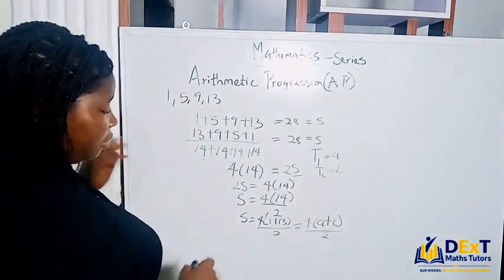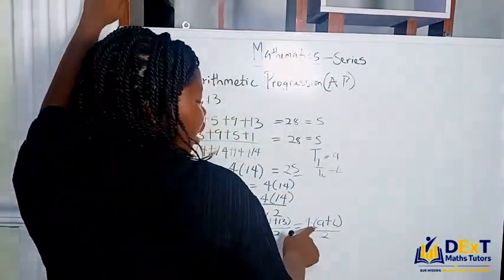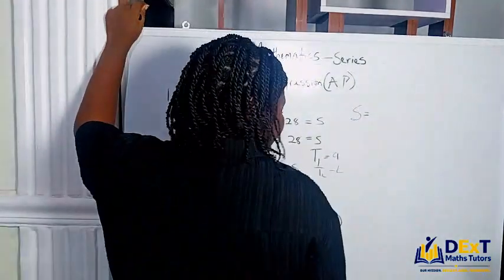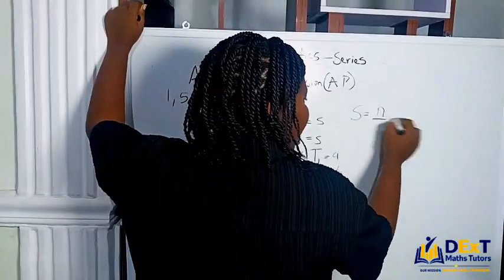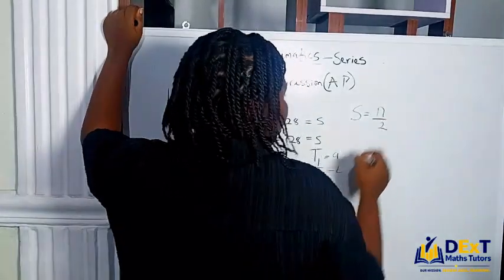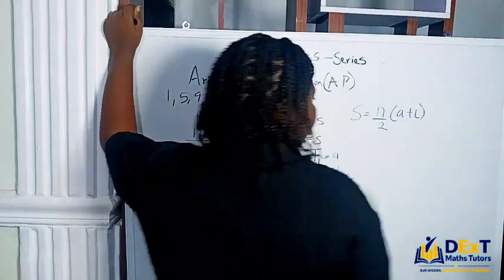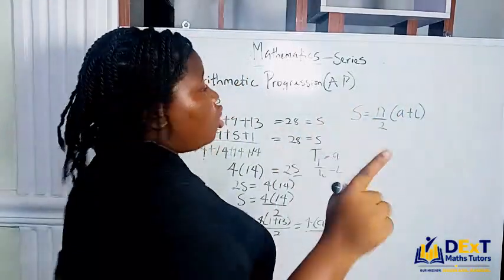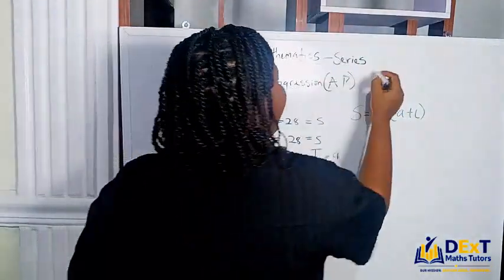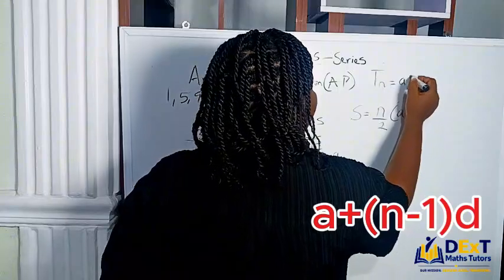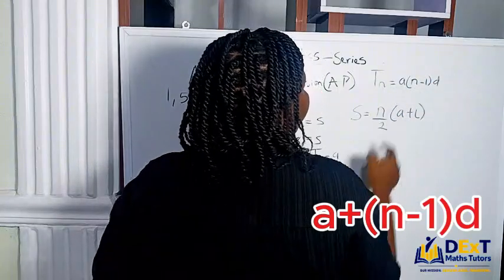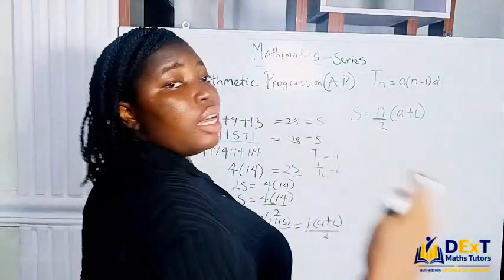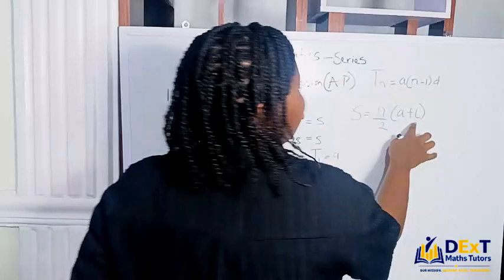So let's go on. From here, we can say that we have 4 into a plus l all divided by 2. So we can see our s now equals, we already said our 4 is our n, the number of terms you are adding up together, divided by 2 into a plus l. So from here, don't forget that this l is the last term. And looking at our nth term, Tn equals a plus n minus 1 d. If we're to replace this, our last term can be anything. It depends on the number of terms they ask you to add up. So let's replace that with this.